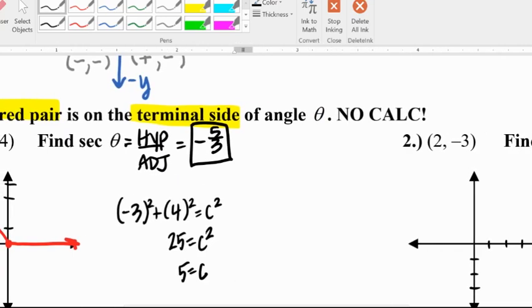Okay, go ahead and plot the ordered pair 2, -3 for the next example. What quadrant is it in? What quadrant is 2, -3 in?